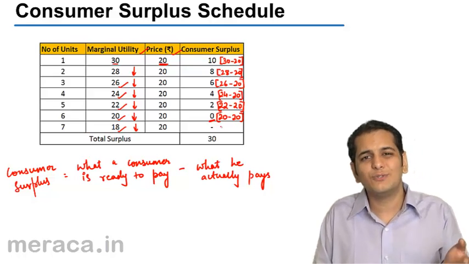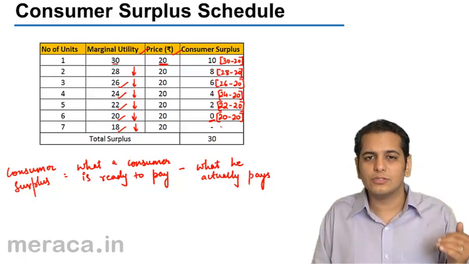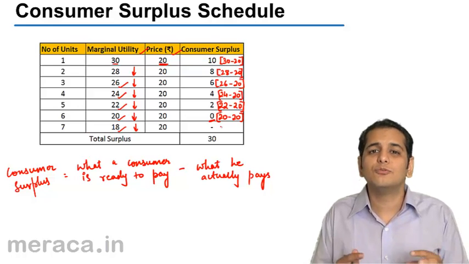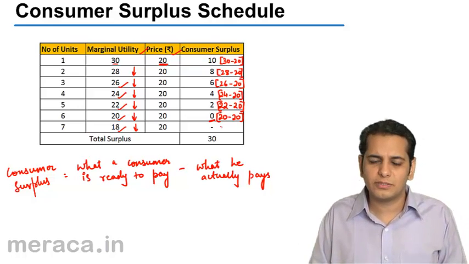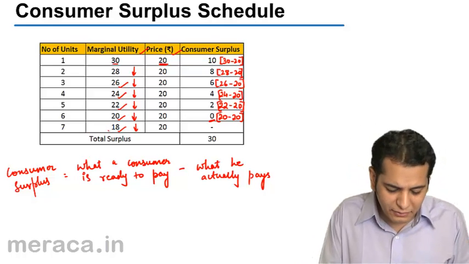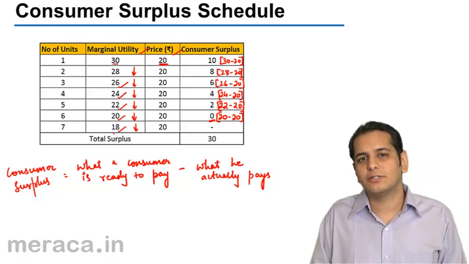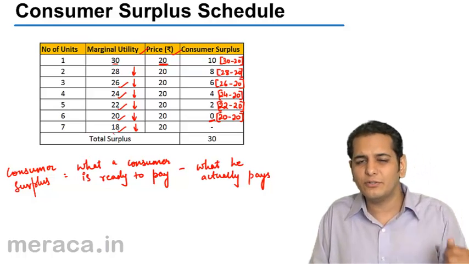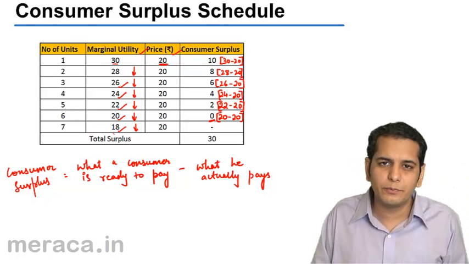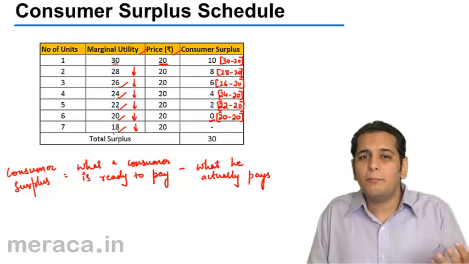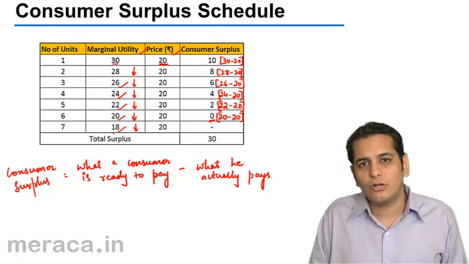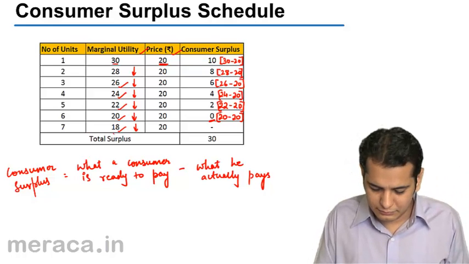And when marginal utility reduces, the consumer wouldn't actually want to purchase it, because the consumer is ready to pay only 18 rupees for the 7th chocolate, but he has to pay 20 rupees. So the consumer will not buy the 7th chocolate.